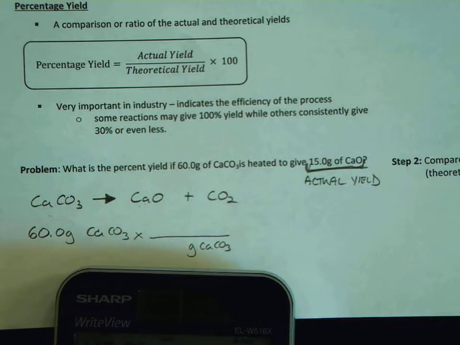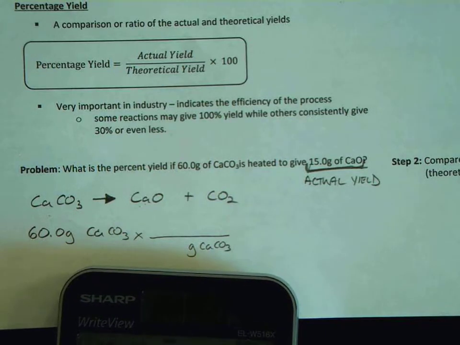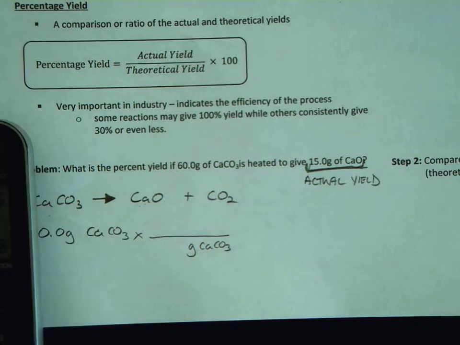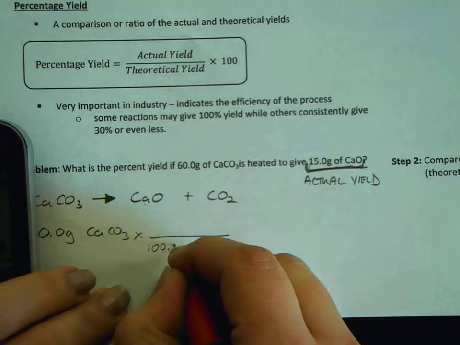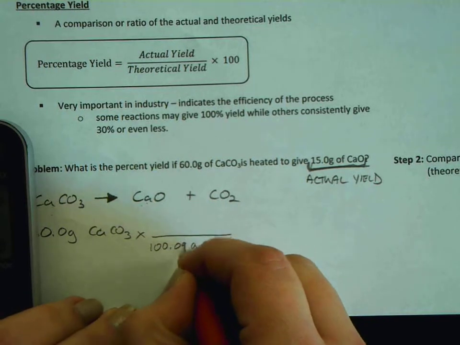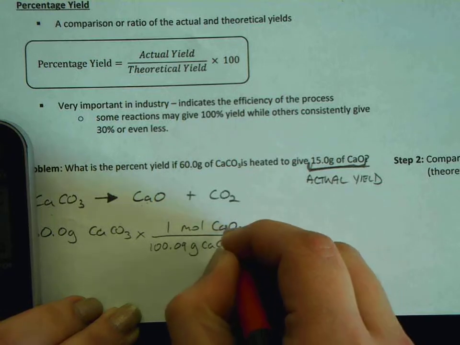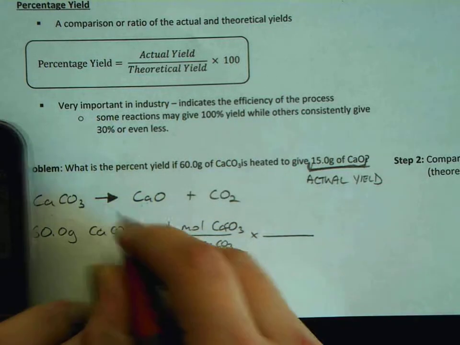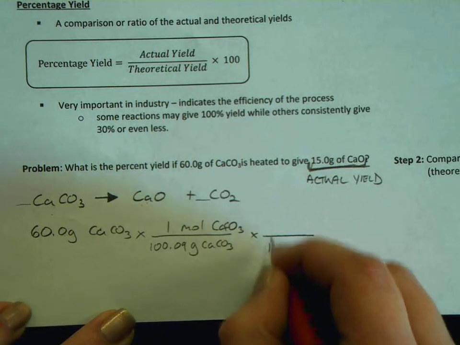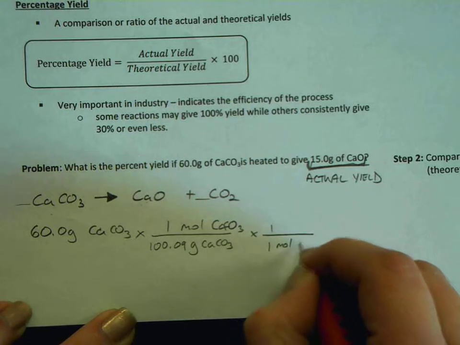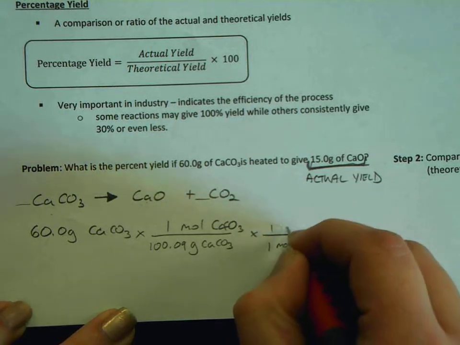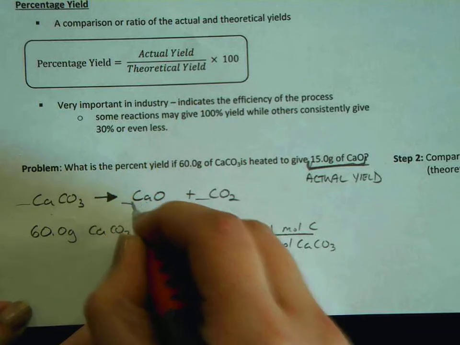40.08 for calcium, carbon is 12.01, and 3 times 16, 100.09 grams per 1 mole of CaCO3. The mole ratio happens to be 1:1, 1 mole of calcium carbonate to 1 mole of calcium oxide.